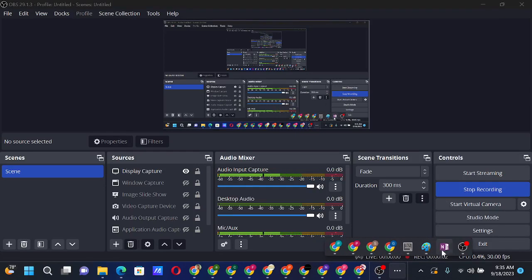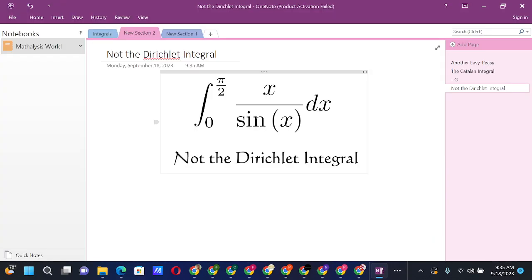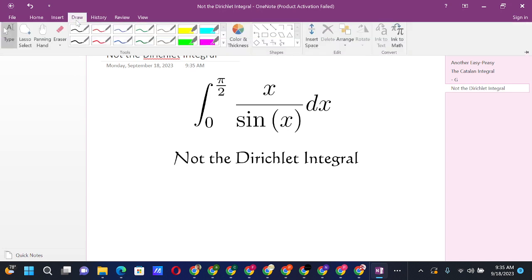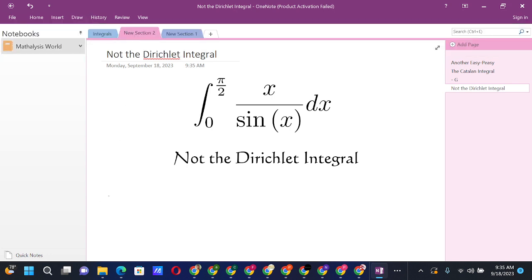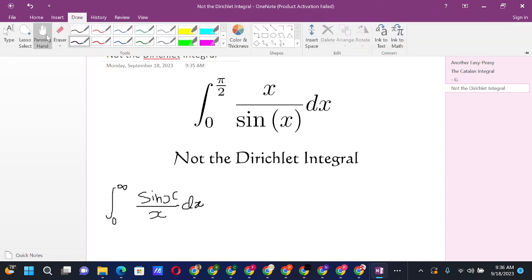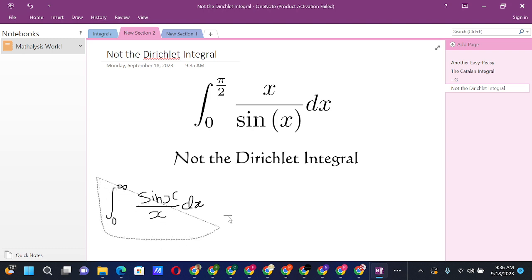Not the Dirichlet integral. Okay, so this one is the integral from 0 to pi by 2, x over sine x dx. You may notice that this just looks like the inverse of the Dirichlet integral, which was the integral from 0 to infinity, sine x over x dx. So this is somehow familiar to the Dirichlet integral. And if you are curious how this integral is solved, you may find a card over here at the top of the page to follow that, and you can get guidance on how to solve this.